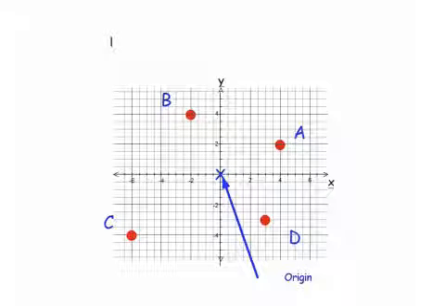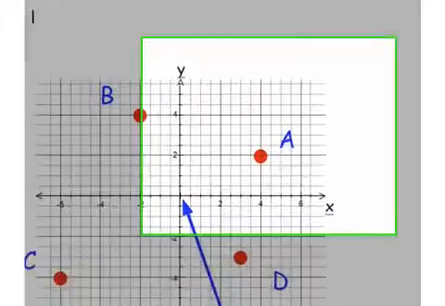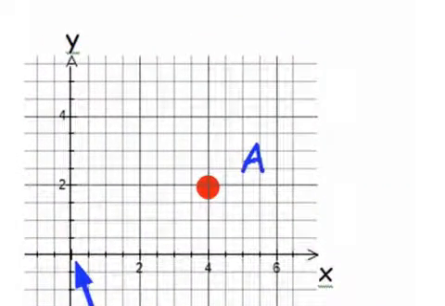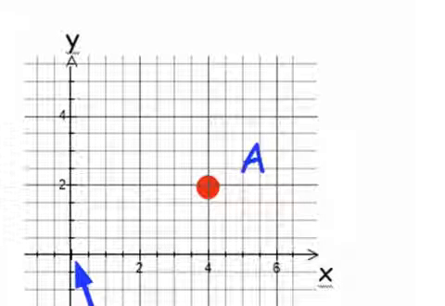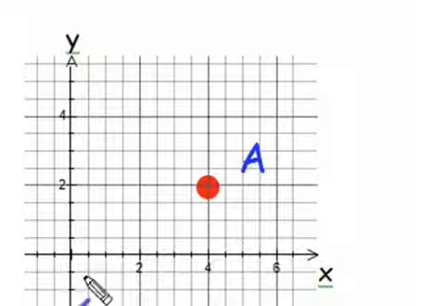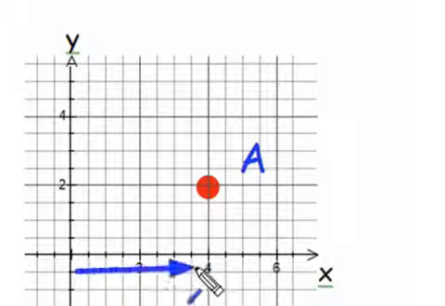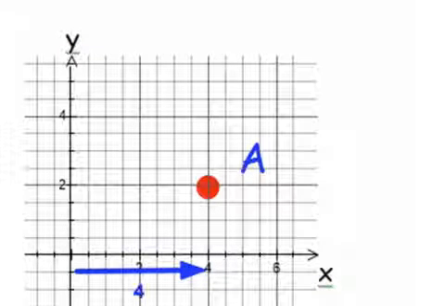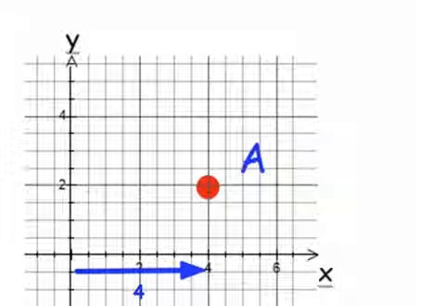The coordinates of this point are (0, 0). This is the point at which the horizontal x-axis intersects the vertical y-axis. Let's look at point A. To find the x-coordinate, we start at the origin and move 4 units horizontally to the right. To find the y-coordinate, we move vertically up 2 units. The coordinates of A are therefore (4, 2).